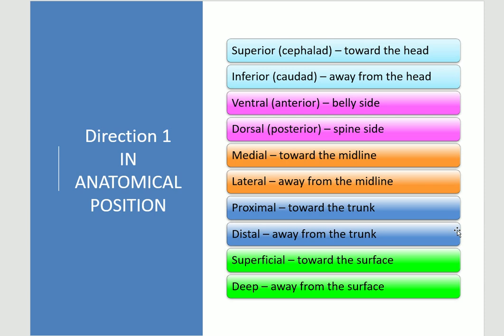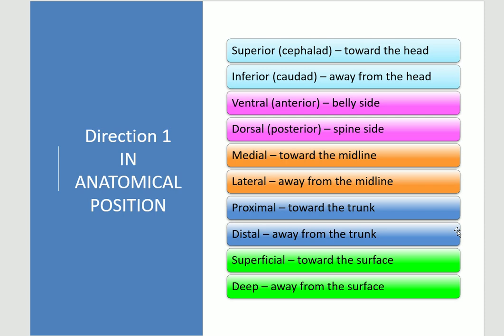A good example for proximal and distal, remember we're talking arms and legs only: the wrist is going to be distal to the elbow, but the elbow is going to be proximal to the wrist, because the elbow is closer to the trunk. The wrist is further away from the trunk. But remember those two. The trunk is the center section of the body, so abdominal, thoracic area, which we'll talk about in a second.